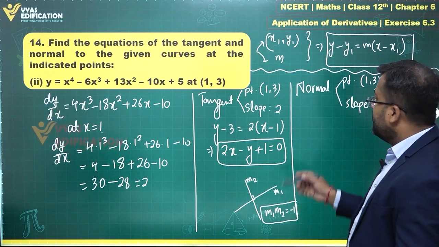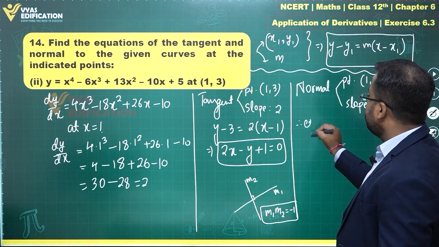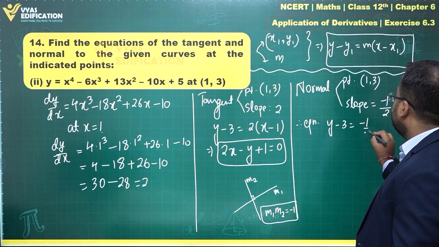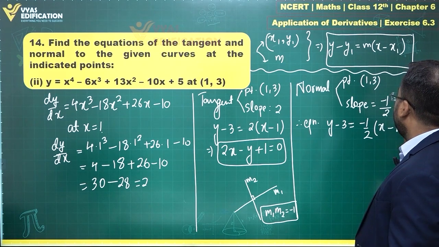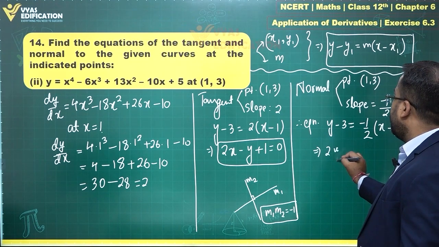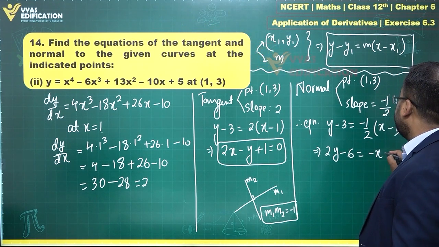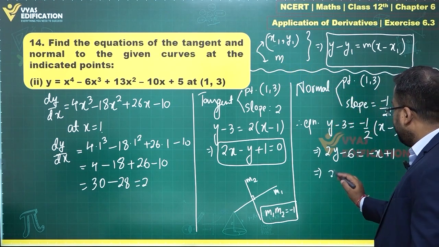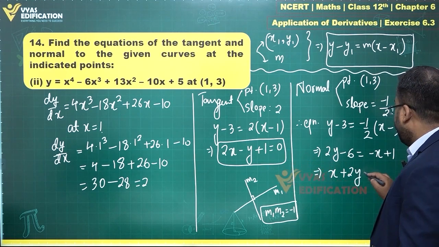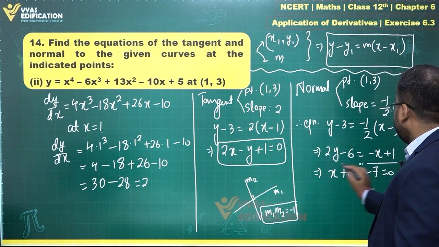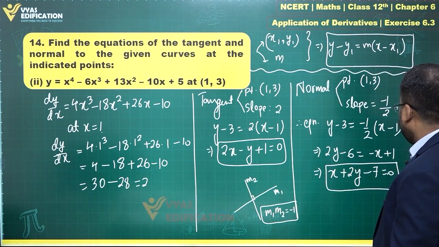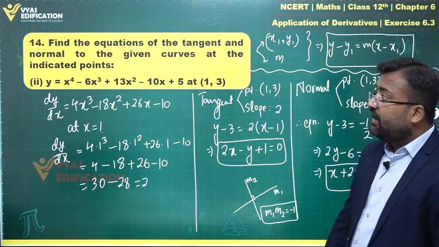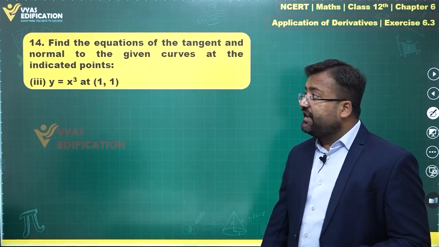That's what we have. Therefore, equation becomes y minus 3 is equal to, using the same idea, slope times x minus 1. Okay. 2y minus 6 is equal to minus x plus 1. This is what you get. And simplifying, x plus 2y minus 7 is equal to 0 is my answer for this question over here. That's a complete solution for this second part. Let's discuss the third part next.